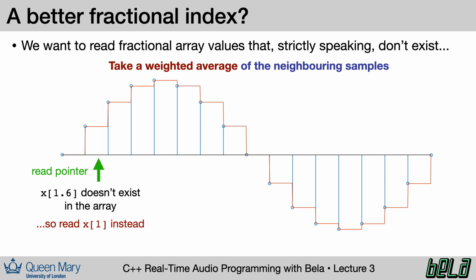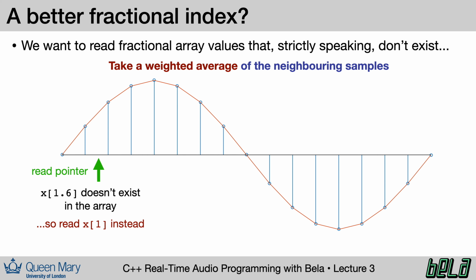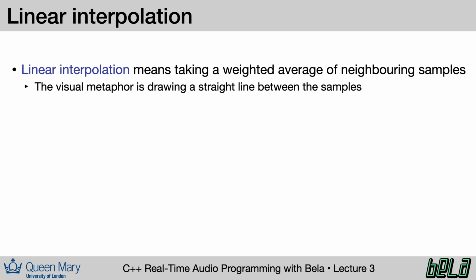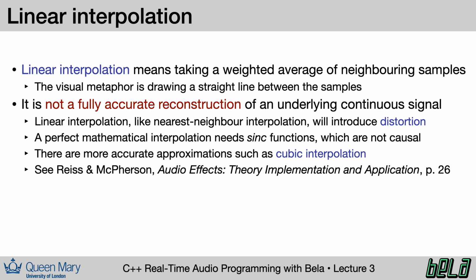Well, what we could do is take a weighted average of neighboring samples, basically like drawing a line segment between 2 adjacent samples and then looking somewhere in the middle of that line according to where the read pointer is. So in this example, x of 1.6 would be calculated as 0.4 times x of 1 plus 0.6 times x of 2. And just convince yourself that it makes sense that it's this way around and not the other way, 0.6 times x of 1 plus 0.4 times x of 2. What we're talking about here is known as linear interpolation, essentially drawing a straight line between 2 adjacent samples by taking a weighted average. It's important to emphasize that this is not a fully accurate reconstruction of whatever the original signal might have been. To get an actual ideal reconstruction of the original sampled function, you would need a mathematical function called a sinc, which is not causal and is a problem to implement in any practical situation.